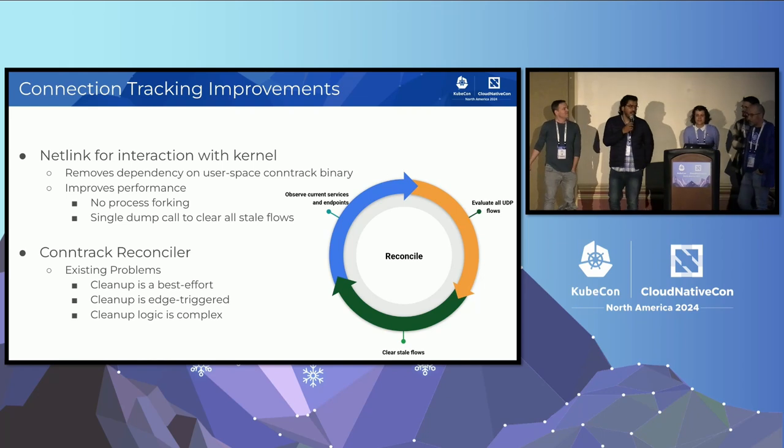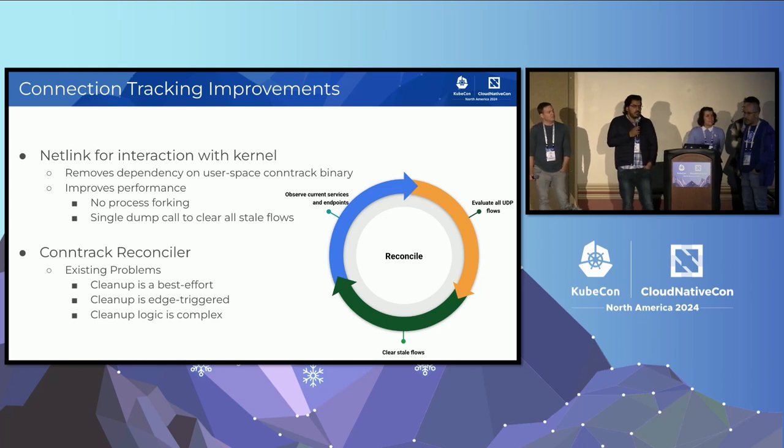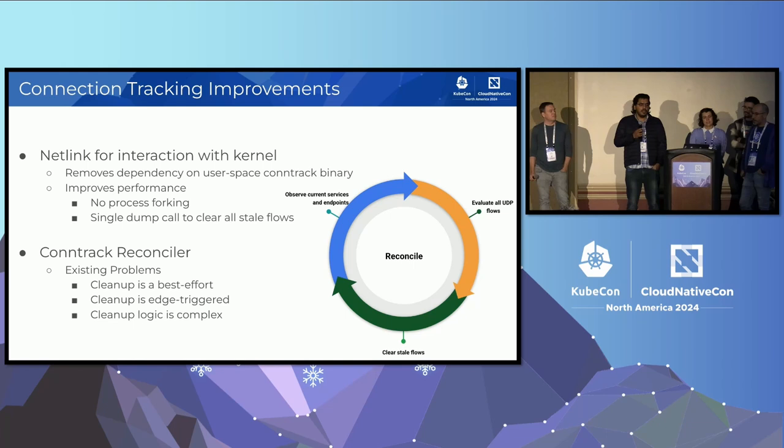Hello. Hi. Now, improvements in connection tracking. So kube-proxy now uses netlink to interact with the connection tracking subsystem. This allows us to bulk delete all the stale UDP flow connections. And we no longer use OS exec to delete any connections, essentially removing the dependency on the conntrack binary. Along with that, we have added a conntrack reconciler. It observes all the services and endpoints, tries to compute the state, and cleans all the stale flows.